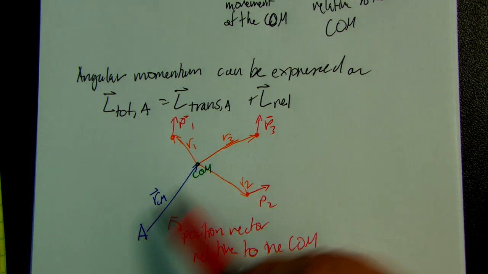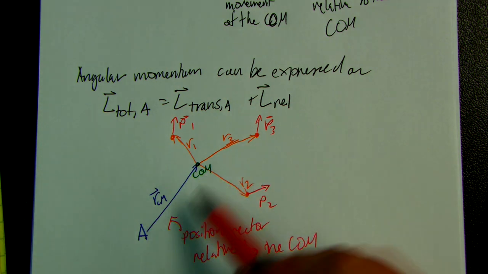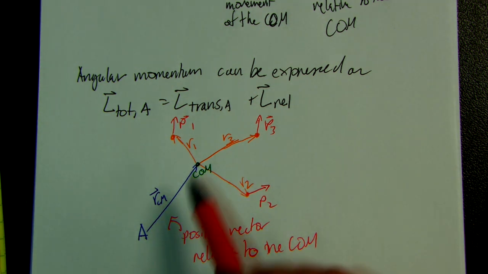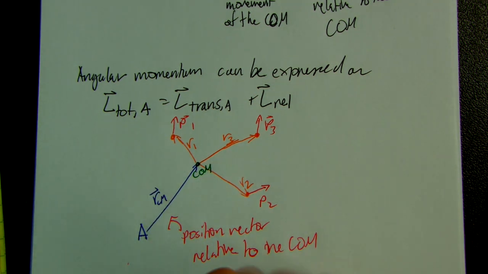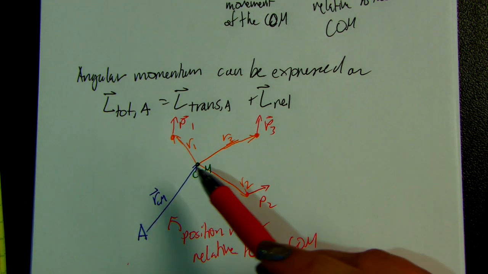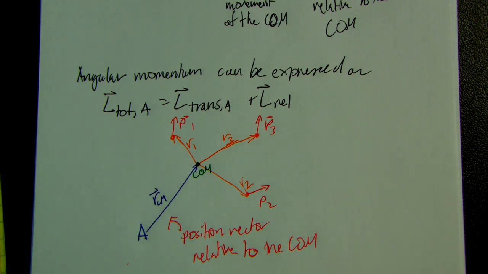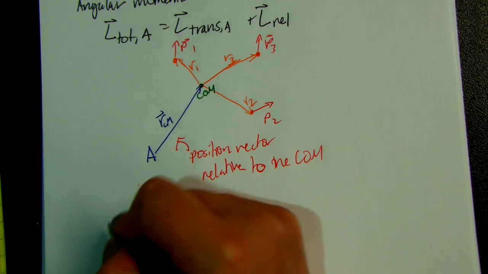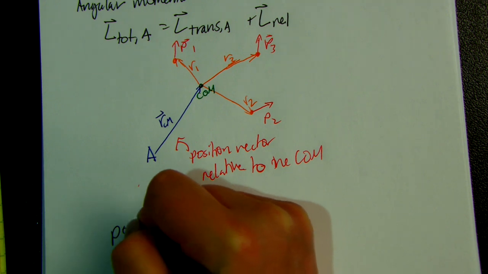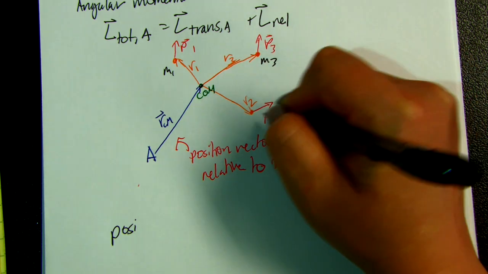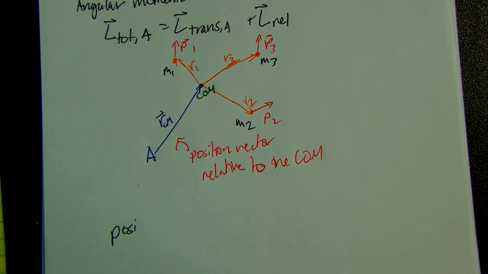So when we're thinking about translational angular momentum, we want to think about where that spot A is located relative to the center of mass of this system, and then these contributing components, maybe they're going around the center of mass, so we want to think about where they are located with respect to the center of mass. All right, so let's start thinking some things. So this is M1, M3, M2, in case that's not very clear.